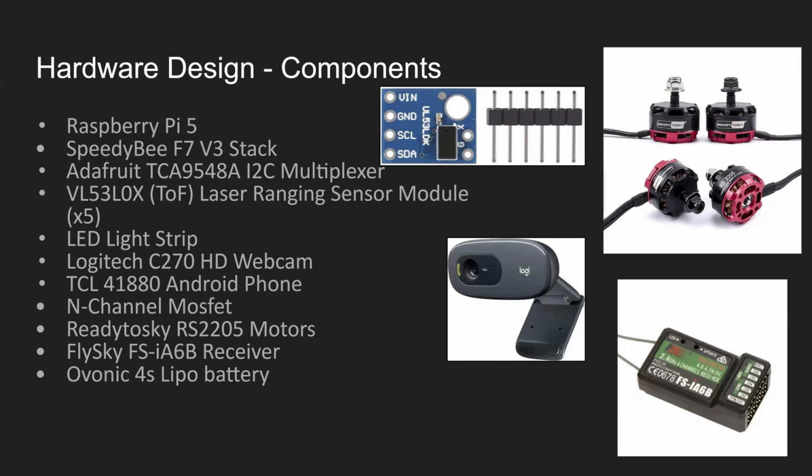For our hardware design, we had a bunch of components, being the Raspberry Pi 5, the SpeedyBee F7V3 stack, an Adafruit I2C multiplexer, time-of-flight sensors that were the ranging modules around the drone, LED light strips, a Logitech webcam, the Android phone to use the app, an N-channel MOSFET that was used to control the LED strip for the headlights, the Ready2Sky motors, a FlySky receiver, as well as an Avionic 4S LiPo battery.